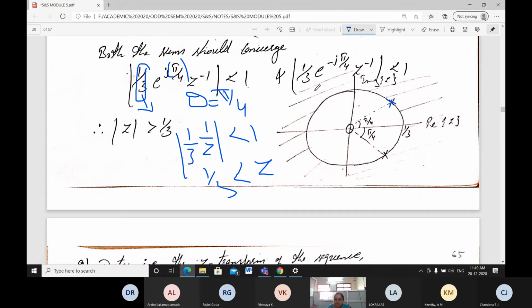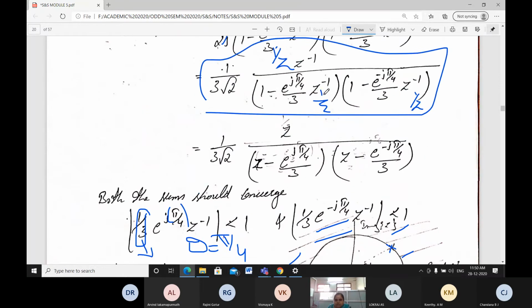Then where is our region of convergence going to be existing? Mod of z is greater than 1 by 3, means outside the circle. That's what is drawn here. Here it will be existing.